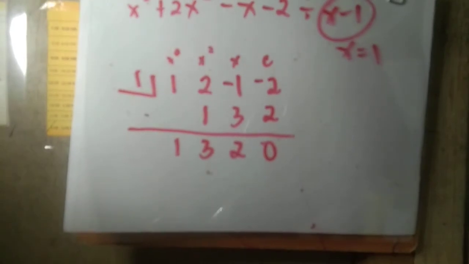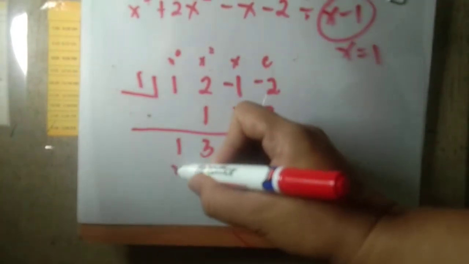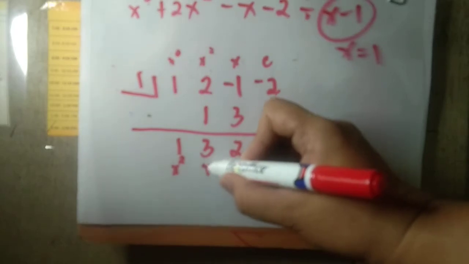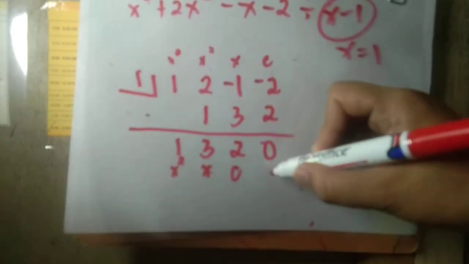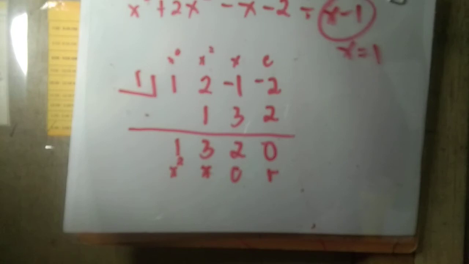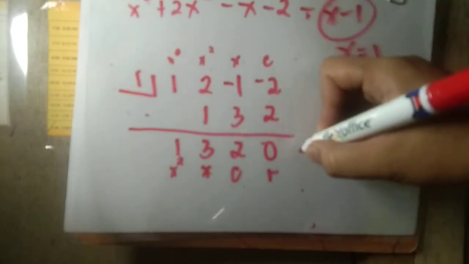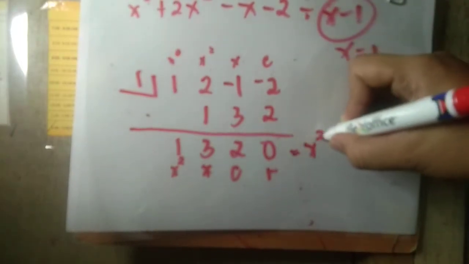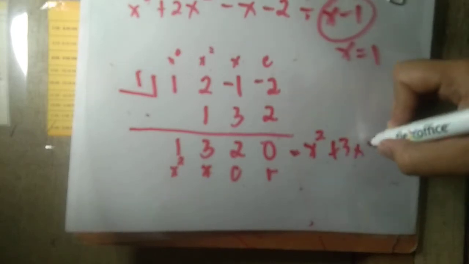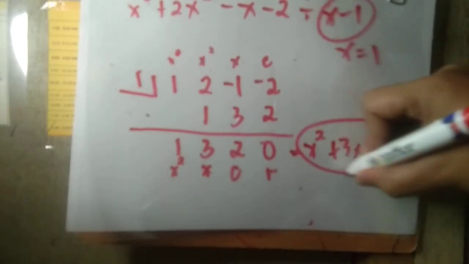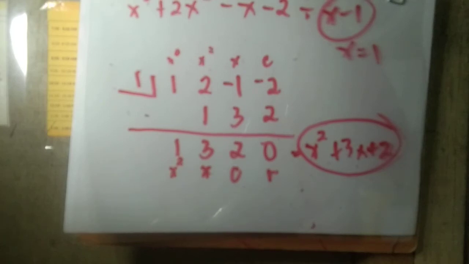Now, since we started with x cubed as your highest degree, your 1 here would become now your x squared. This would be your x. Your 2 here becomes your constant value, and this would be your remainder. So just like in the long method, there is no remainder in this particular example. So your final answer right now would be x squared plus 3x plus 2. Okay, let's have another example here.